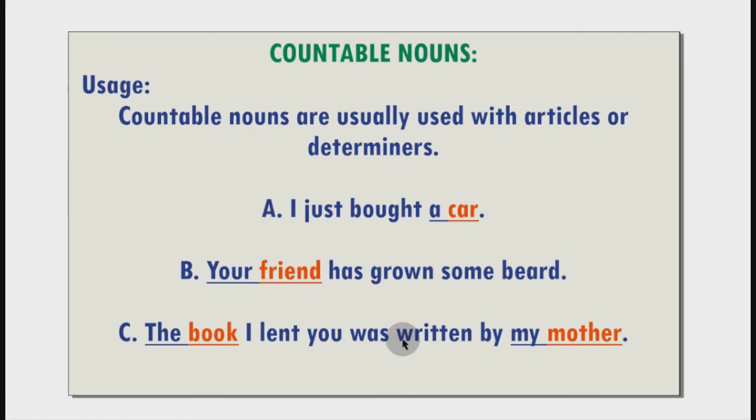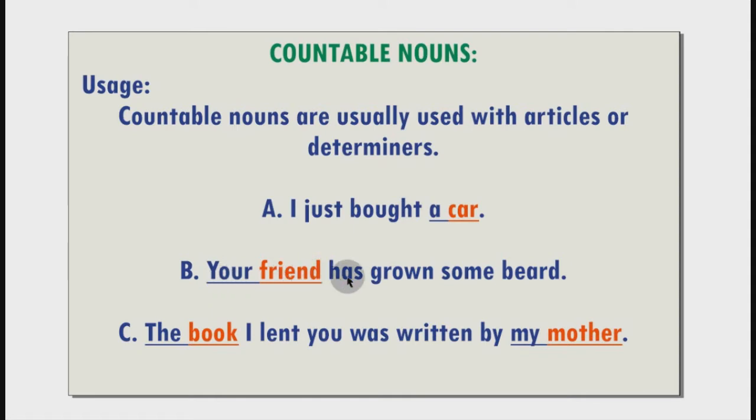Usage of countable nouns. Countable nouns are usually used with articles or determiners. Example here: I just bought a car. If you look at this particular car, we have an article before the car, a car. So countable nouns can be used with articles or determiners.